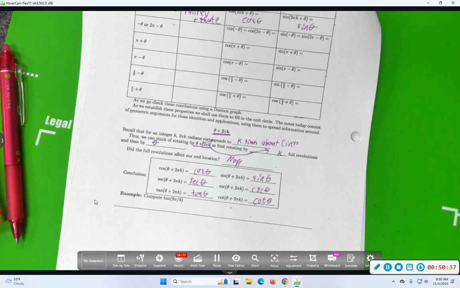Yeah. K has to be a whole number. If K is not a whole number, then there is a rule called angle addition that you can take advantage of. And if K is an odd multiple of pi over 2, then we'll still get something, but it'll be not just nothing.